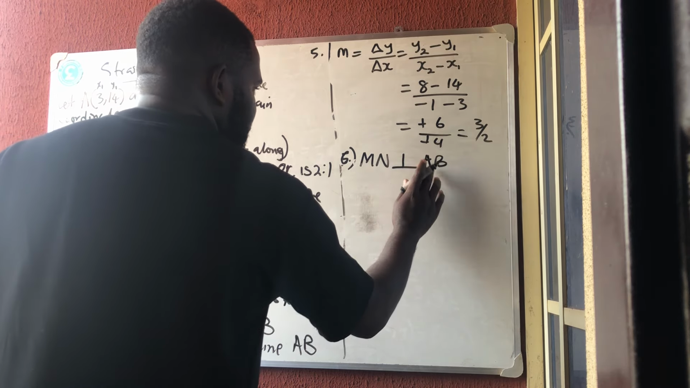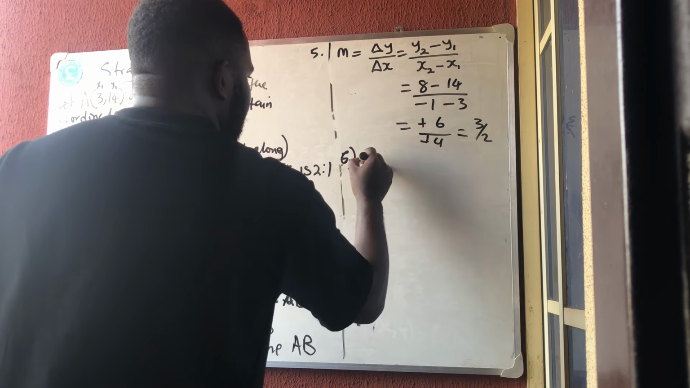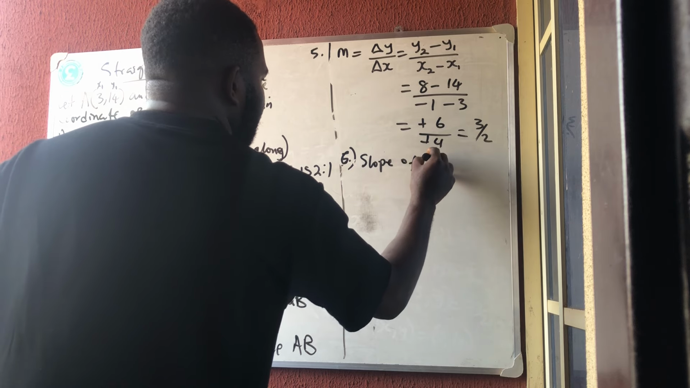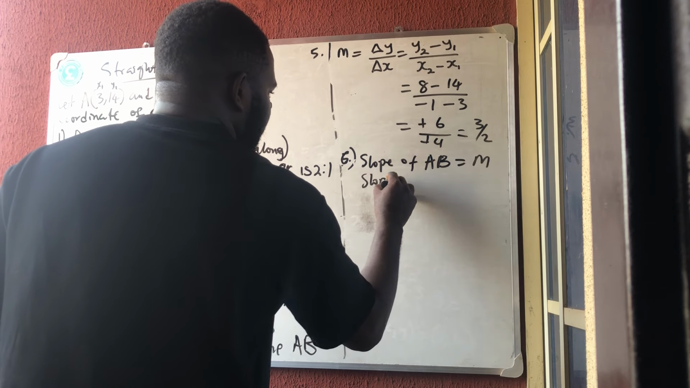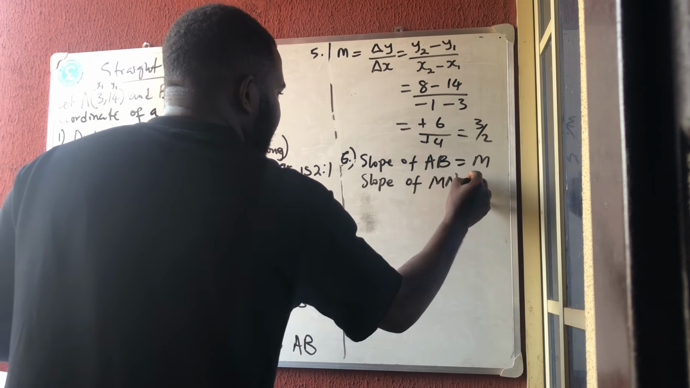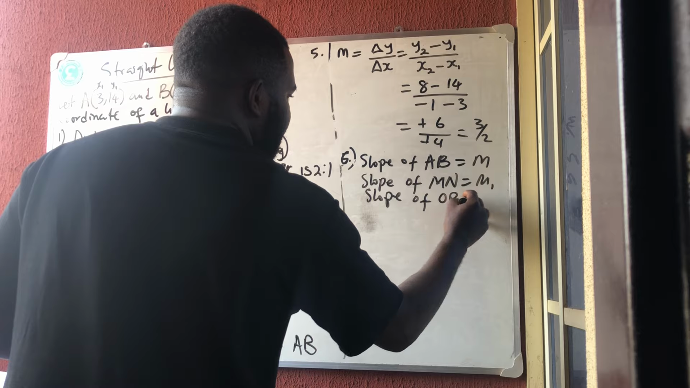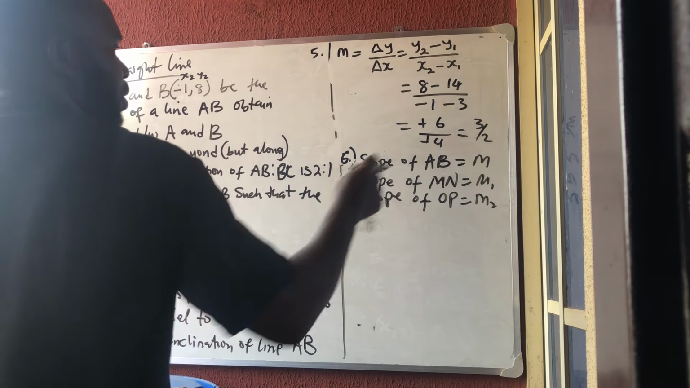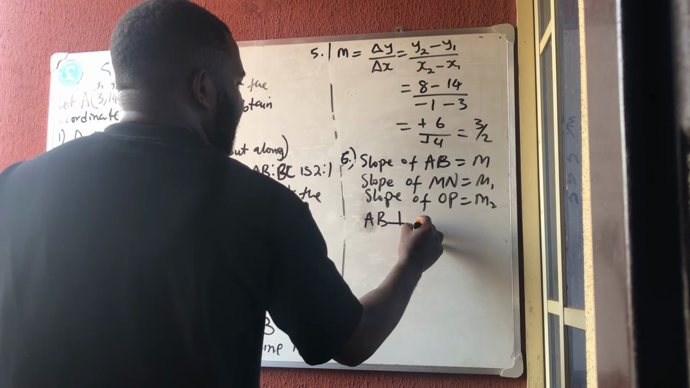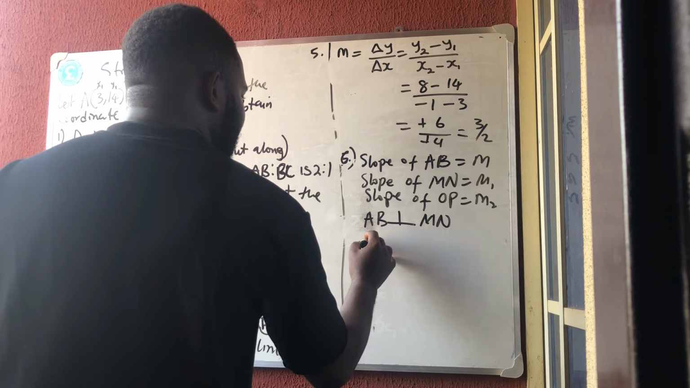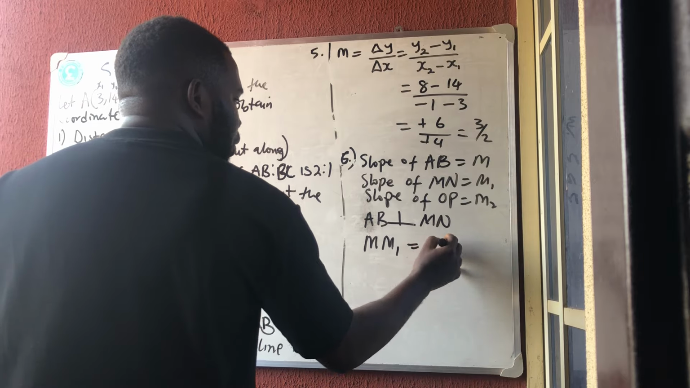So let me call the slope of AB, M. And the slope of MN be M1. The slope of OP be M2. So let's use all these things. Which means if AB is perpendicular to MN, it means that M, the slope of this one, multiplied by the slope of this one, must be equal to minus 1.